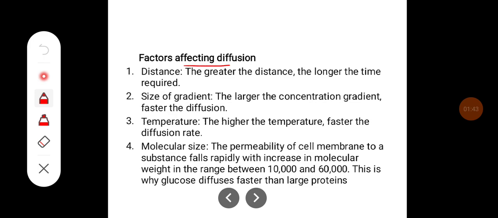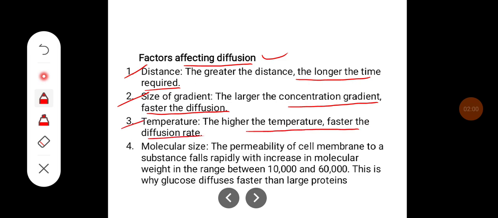The factors which affect diffusion are, first, the distance: the greater the distance, the longer the time required. The size of the gradient: the larger the concentration gradient, the faster the diffusion. Temperature: the higher the temperature, the faster the diffusion rate, and it definitely depends on the molecular size. The permeability of the cell membrane to a substance falls rapidly with increase in molecular weight, in the large range between 10,000 to 60,000. This is why glucose diffuses faster than large proteins.